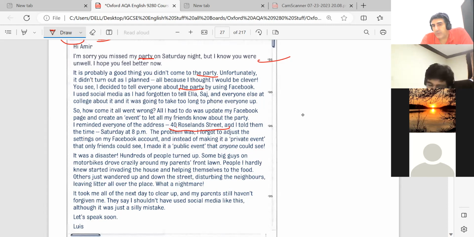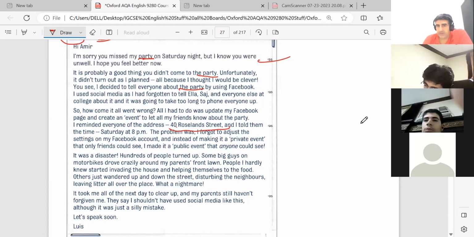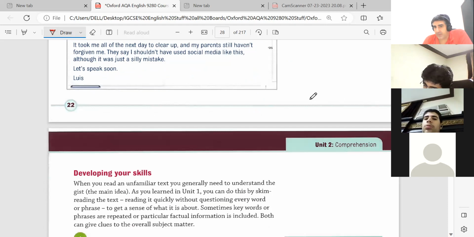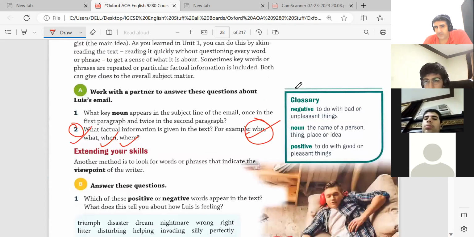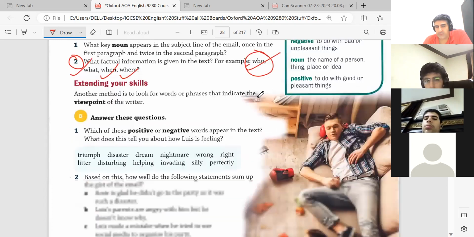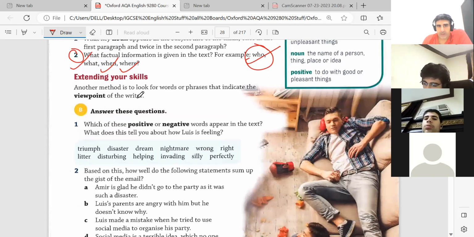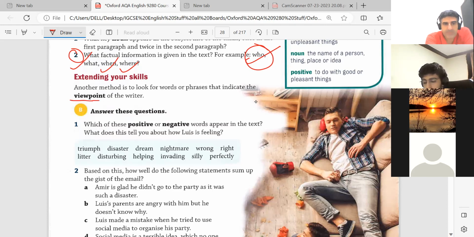Yes. So all what you mentioned, guys, covered what? The factual information in the passage. Okay? Is it clear now what I mean by factual details or factual information in the passage? Right. Now, here, how do I know the author's or the writer's point of view? Another method is to look for details, look for words and phrases that indicate the viewpoint of the writer.